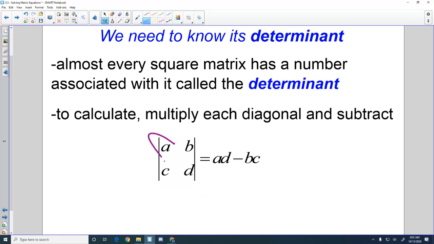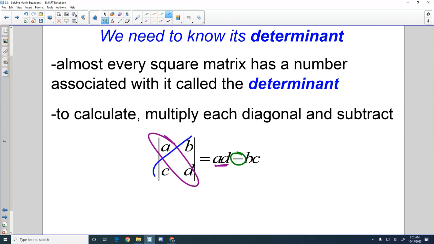And so remember, to calculate a determinant, you take one diagonal, A times D, and that's right here, and you subtract. That's the really important part. Most students on using Cramer's rule in the last test, they forgot to subtract those two diagonals. All right, so make sure you put that minus sign.